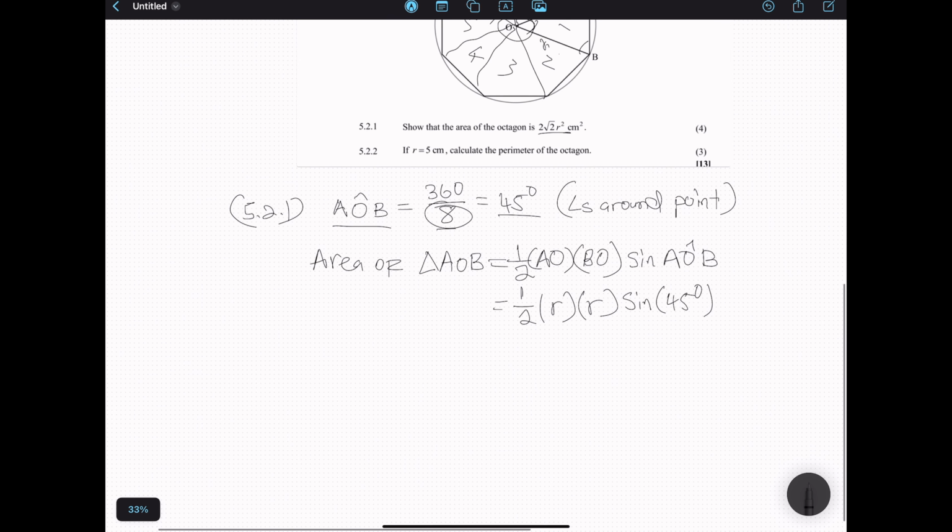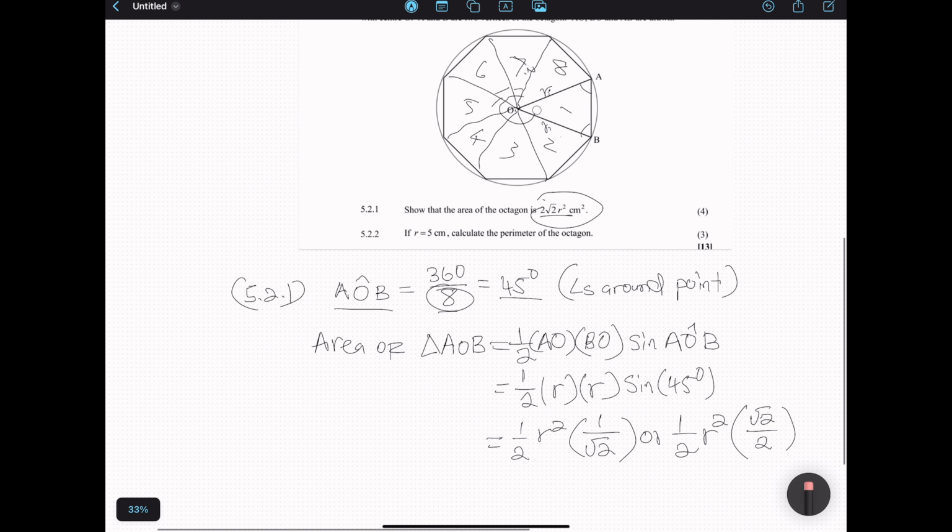Then we can substitute that and put it in a simpler way. Let's put it this way: r squared, then this is going to be 1 over the square root of 2, or you might have written it like this: 1 over 2 r squared times the square root of 2 over 2, because this is the same. Remember, we want to write it in this form. So this is just for this triangle here.